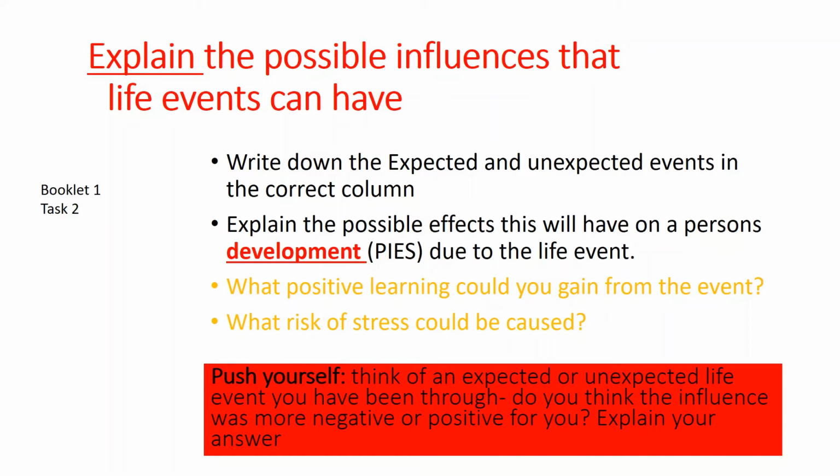Now, the last piece of work I set you, the keyword development, you should be looking at PIES, so physical, intellectual, emotional and social. So how does divorce affect somebody physically, intellectually, emotionally and socially? How does having a baby affect somebody physically, intellectually, emotionally or socially? What positive things do we gain from these events? And does it cause risk of stress? And how could that cause us problems?